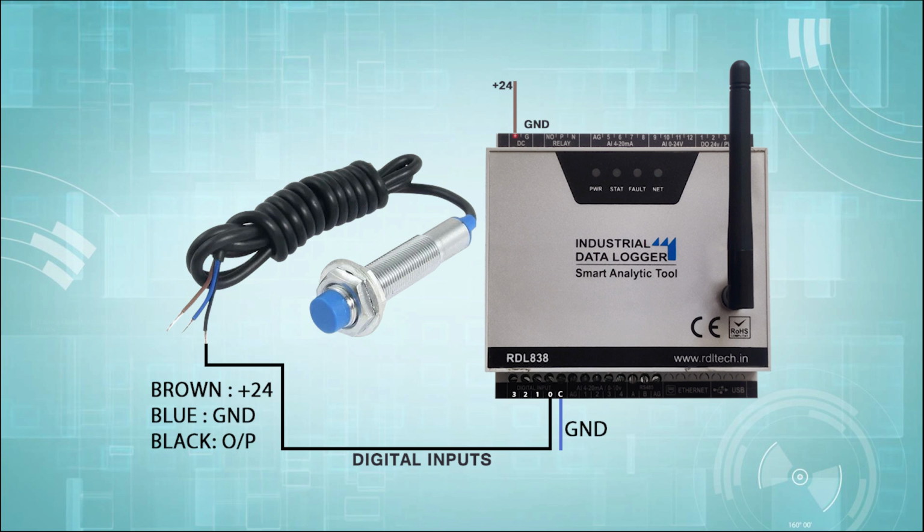Proximity sensor is connected to a data logger. Here, black wire is a data output, which is connected to digital input of the data logger channel 0. And blue wire is made common to data logger digital input and ground. The data logger and the sensor are supplied with 12 to 24 volts power supply.